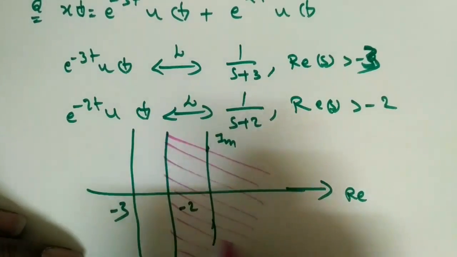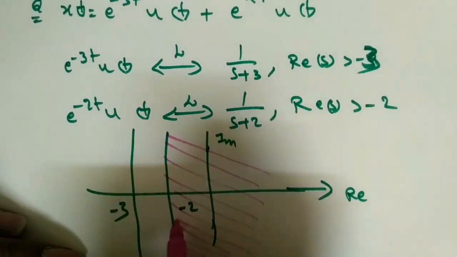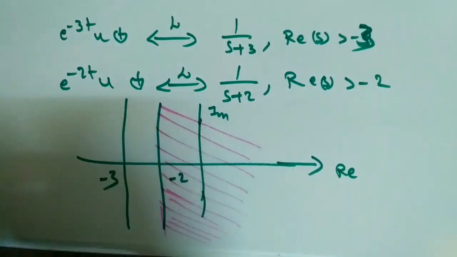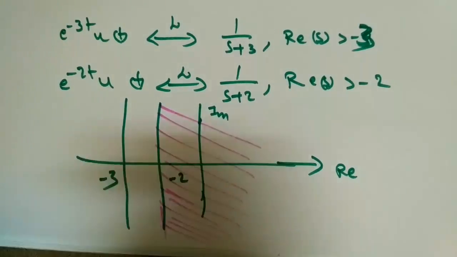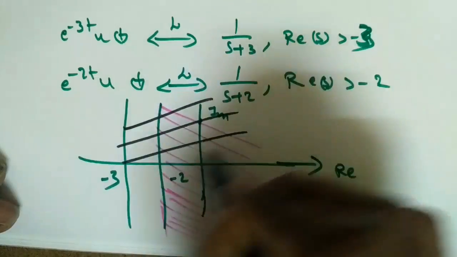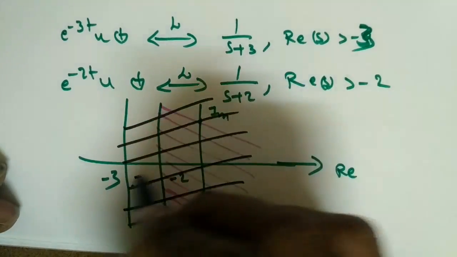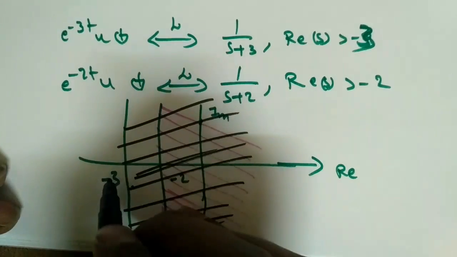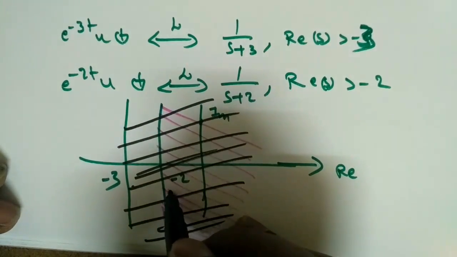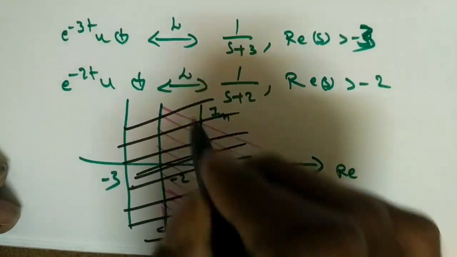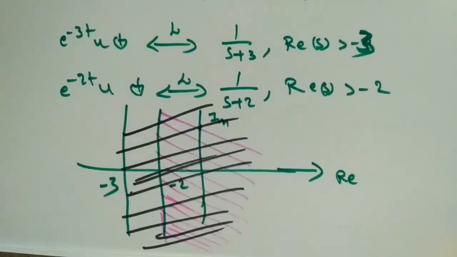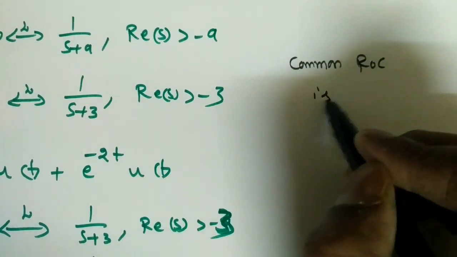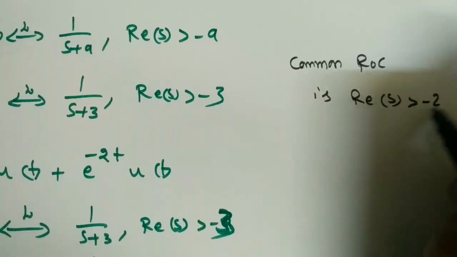Whenever we are adding two signals, we need to take some common ROC for which these two will be convergent. The next ROC is greater than minus 3, so it will be like this, right? Now what is the common ROC here? From minus 3 to minus 2 only this value is there for minus 3, but whenever it is greater than minus 2, minus 2 as well as minus 3 are meeting. So the common ROC is real of s is greater than minus 2.